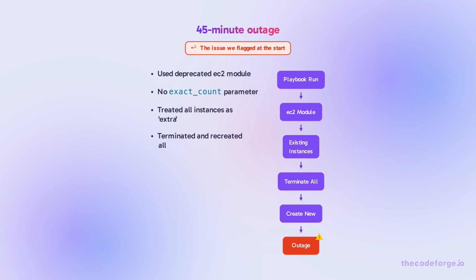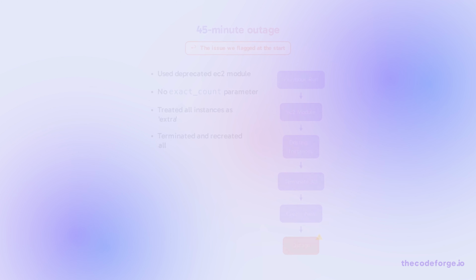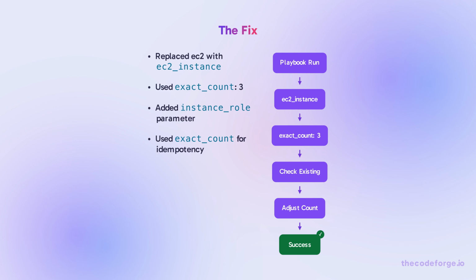The engineer used the deprecated Elastic Compute Cloud module instead of EC2 instance. The Elastic Compute Cloud module does not have an exact count parameter. It treated all running instances as extra and terminated them before creating new ones, causing a full outage. The fix was to replace the Elastic Compute Cloud module with EC2 instance using exact count: 3. This ensures exactly 3 instances exist.